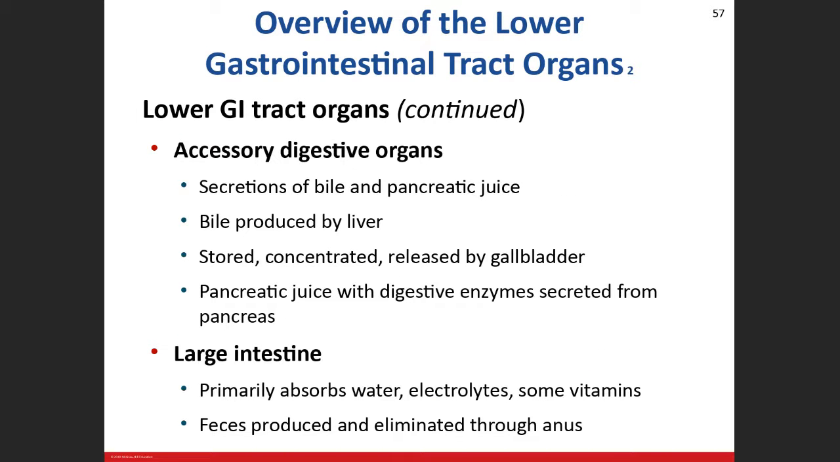So we'll see the three organs: the liver, gallbladder, and the pancreas. All of those secretions, primarily bile from the liver. The liver has a lot of functions, but for the GI tract, its primary function is to produce bile. Bile is going to help with fat breakdown. What will happen is the liver produces the bile, ships it off to the gallbladder, where the gallbladder will store it, and it concentrates.